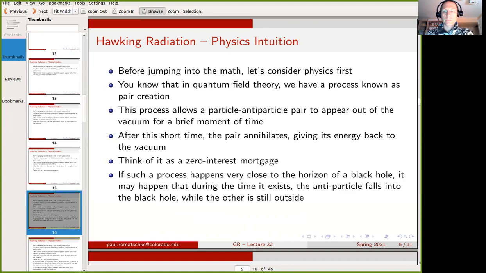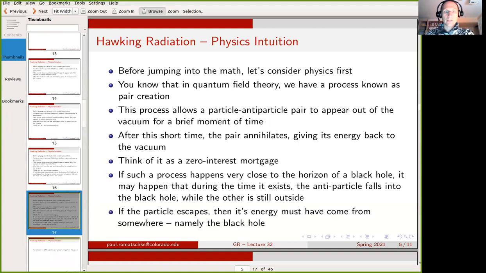So this works well, and we think it happens all the time in usual spacetimes because of quantum field theory, and that's good and nice. But at the moment, I want you to concentrate on what happens if such a process, namely pair creation, happens very close to the horizon of a black hole. So if that happens, it can be the case that one of the particles just falls into the black hole, whereas the other one does not. If that happens, the one that has fallen into the black hole can no longer annihilate with its partner because one of them is inside the black hole, the other one is outside the black hole. They have no means of communicating with each other.